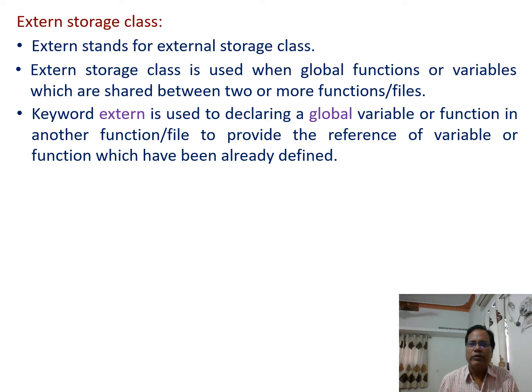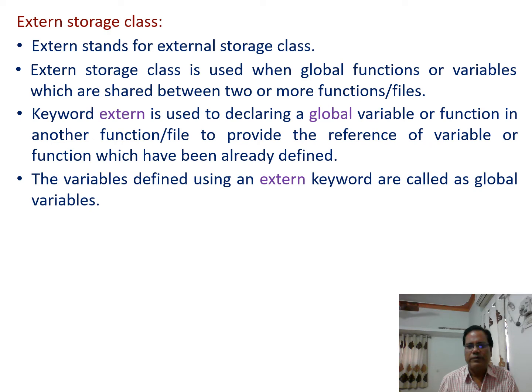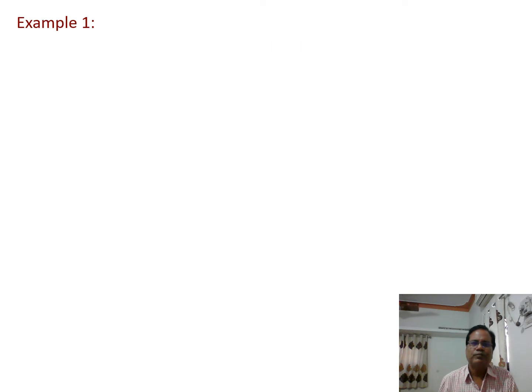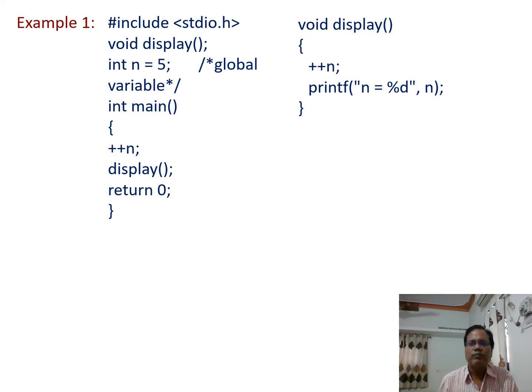The keyword extern is used to declare a global variable or function in another file or function, to provide the reference of a variable or function which has already been declared. The variables defined using the extern keyword are called global variables. These variables are accessible throughout the program. Let us see an example. In this program, void display, here we are declaring a function display, and then int n equal to 5.